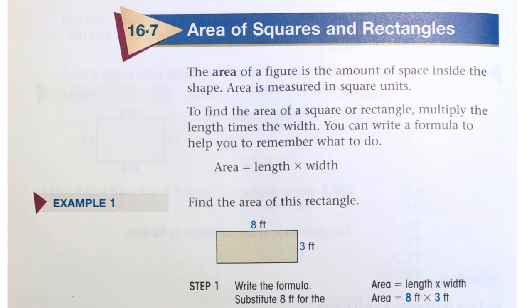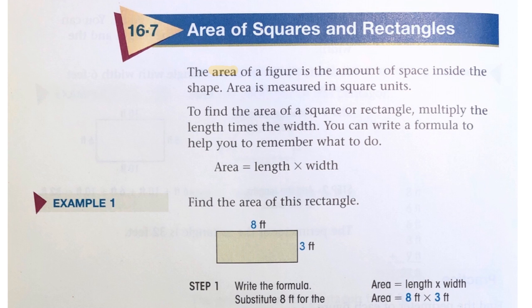Basic Math, Chapter 16, Section 7. Area of squares and rectangles. The area of a figure is the amount of space inside the shape. Area is measured in square units. To find the area of a square or rectangle, multiply the length times the width.